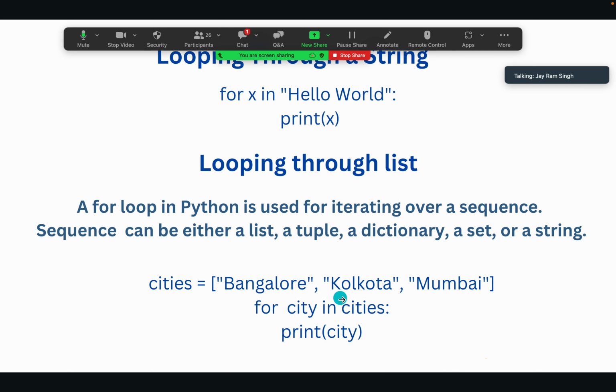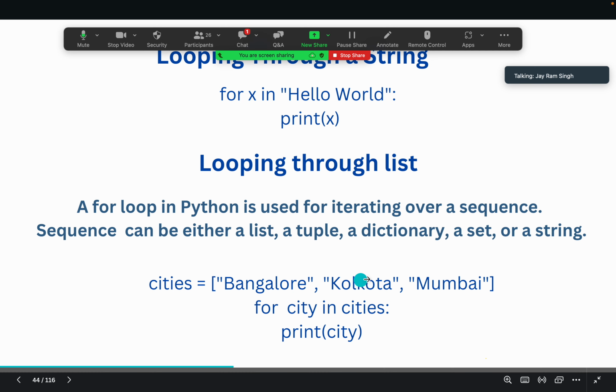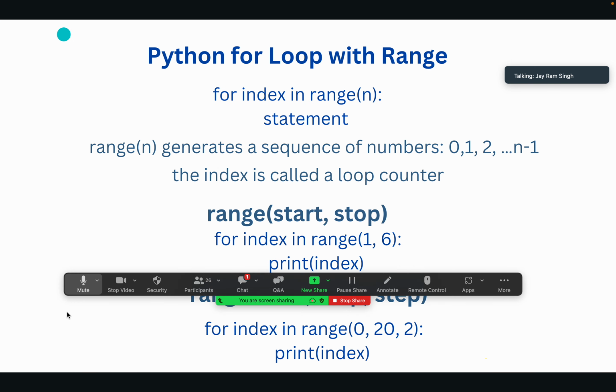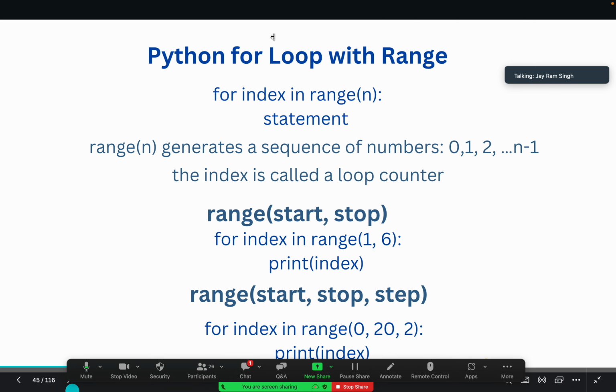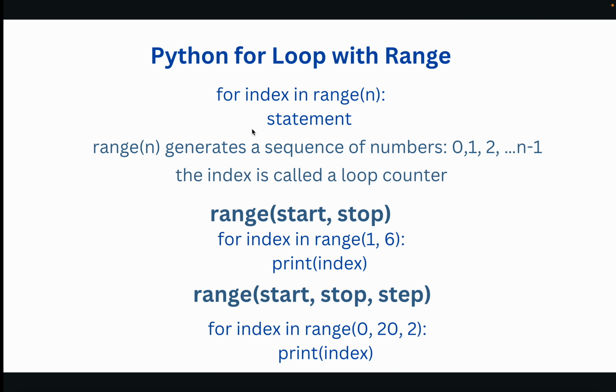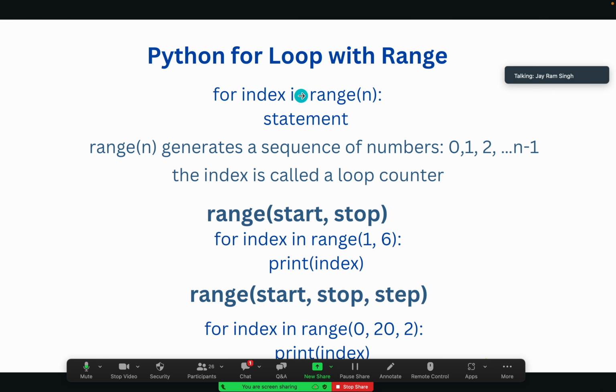So this is looping through a list. It will print Bangalore, Kolkata and Mumbai, right? This is another example, looping with range. It's very important, and when you're writing a program in Python, you always have to deal with this. So what does a range look like? For index in range, you supply some number, and based on that it keeps running and will print the statement or do something.